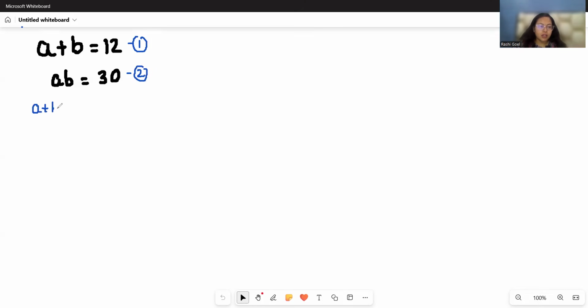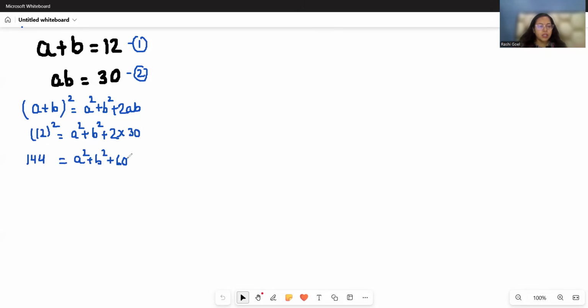I am using the identity (a plus b) whole square equals a square plus b square plus 2ab. So what is the value of a plus b? As per equation number 1, it's 12. So 12 square equals a square plus b square plus 2 times ab, and this ab is 30. 12 square is 144, equals a square plus b square plus 60. Take the 60 to the other side. It becomes negative 60. 84 equals a square plus b square.